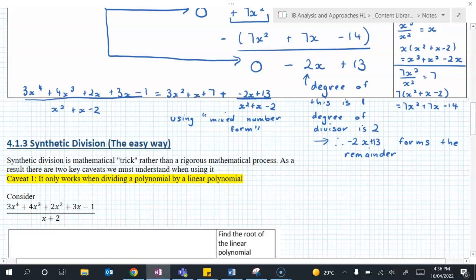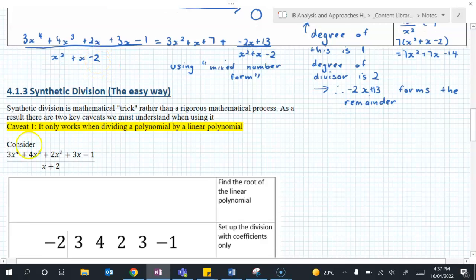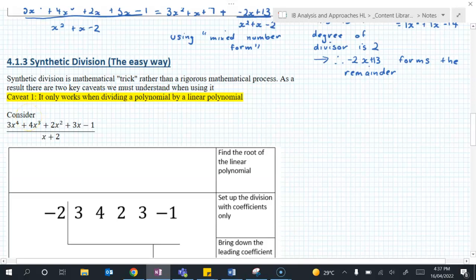So let's have a look at how it works. So I'm taking that same quartic, 3x to the power of 4 plus 4x to the power of 3 plus 2x squared plus 3x take 1, and I'm dividing it by x plus 2. So I'm not dividing it by a quadratic anymore. It wouldn't work for this case that I had above. So I'm now dividing it by a linear polynomial. So the first thing we have to do is find the root of the linear polynomial. So the root is just what value of x makes this equal 0. So if x plus 2 equals 0, then x equals minus 2.